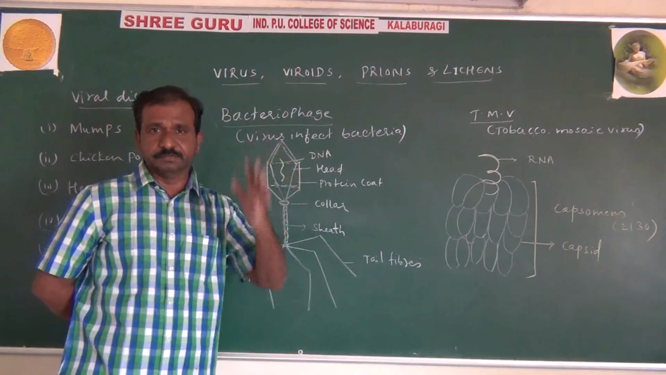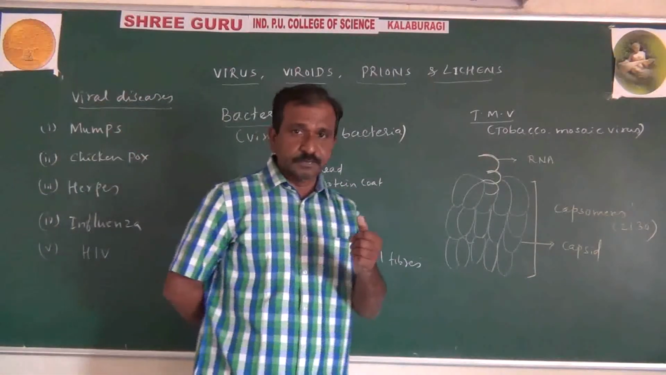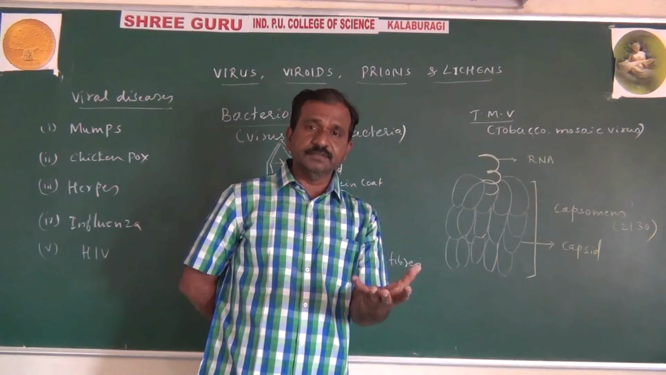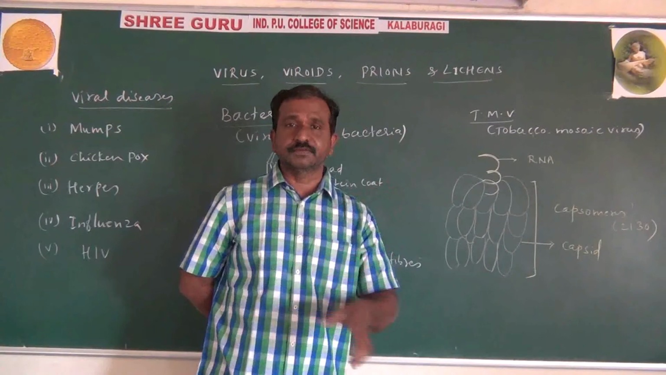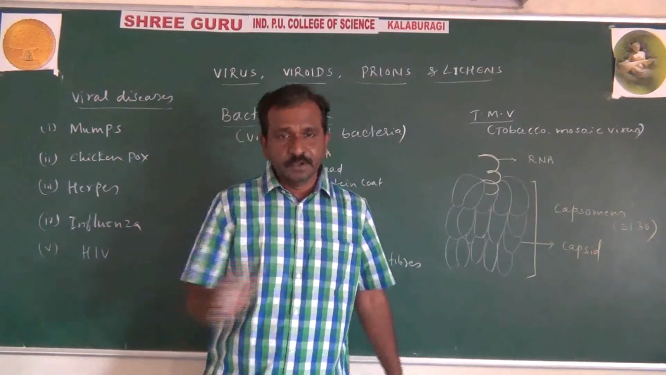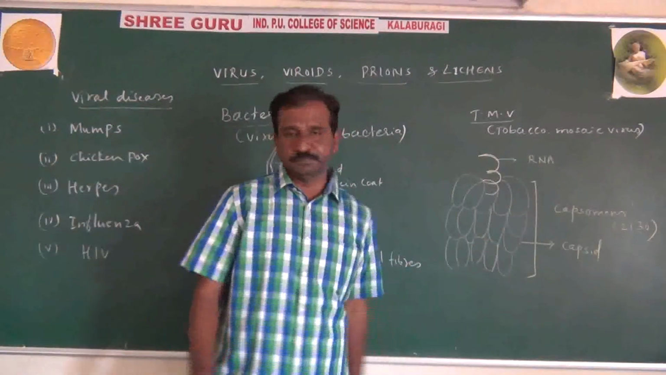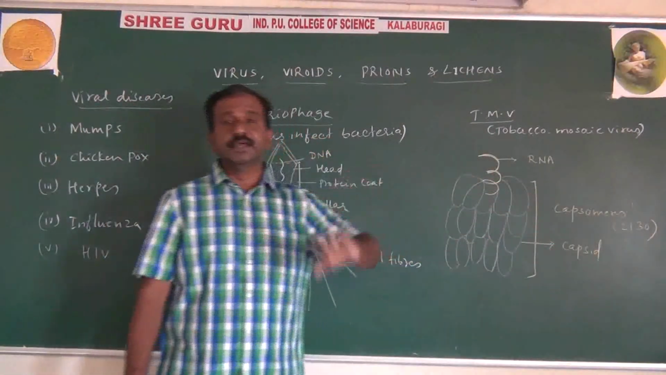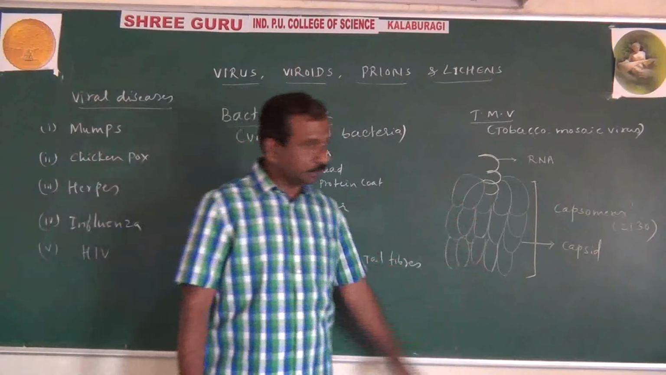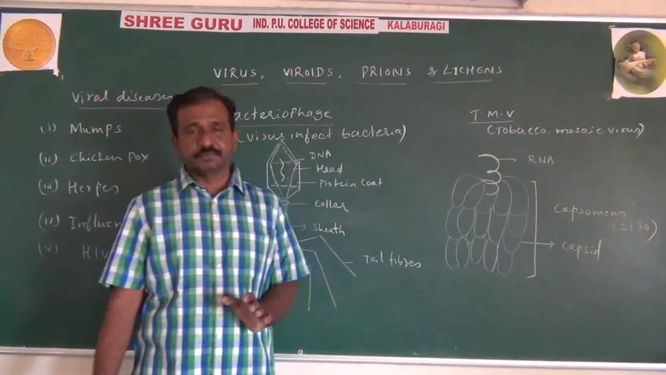Bunch of grapes. In one grape bunch, suppose hundreds are there, collectively we can call as capsomeres. That is nothing but the protein coat. One single grape is a capsid. Follow? Like that 2130 protein molecules are going to be found in the tobacco mosaic virus.